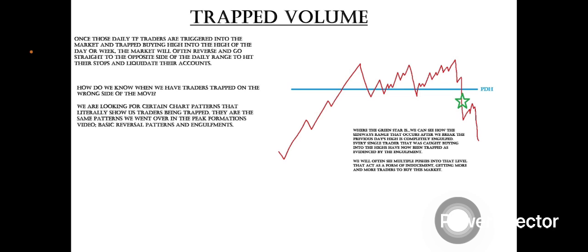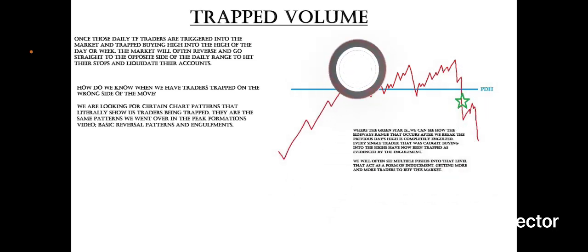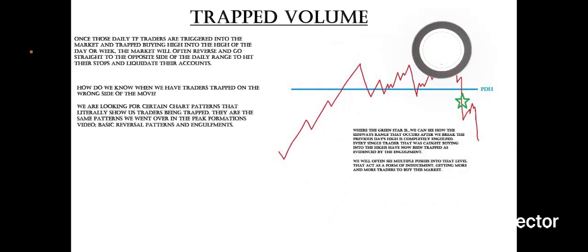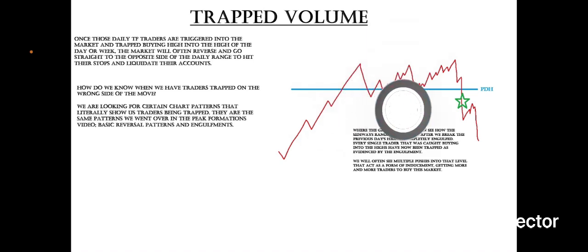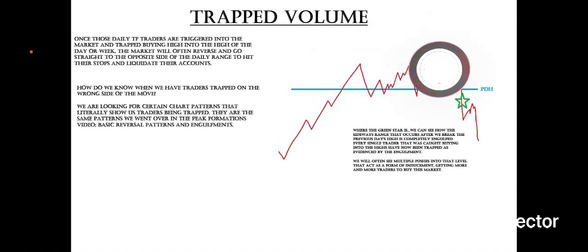So I drew this simple example here. Here's our previous day's high, the blue line. And you can see we break out, we start chopping sideways, and each one of these pushes up into the high is getting more and more traders buying into this market.